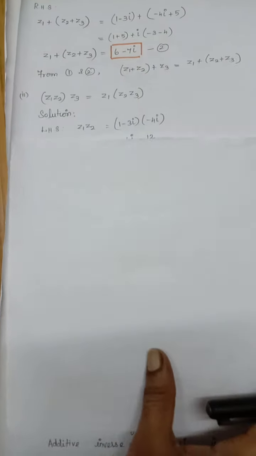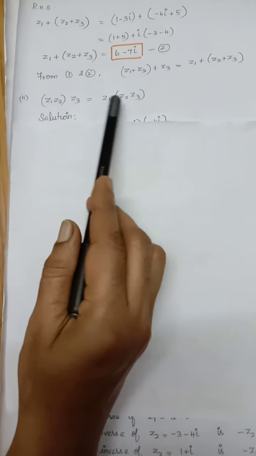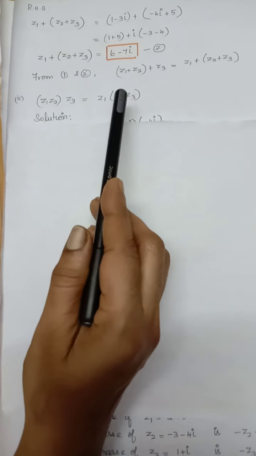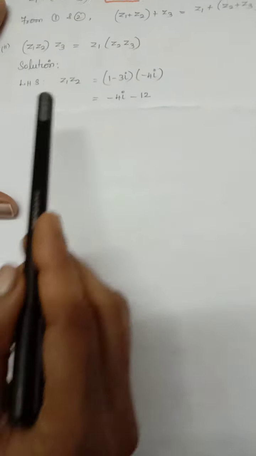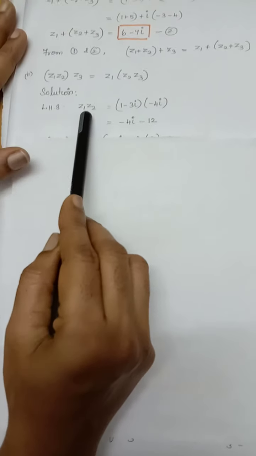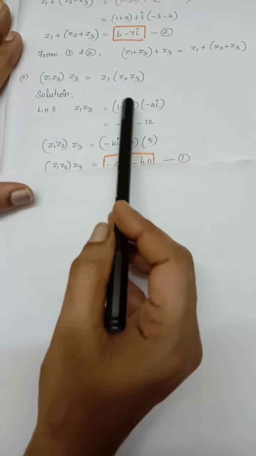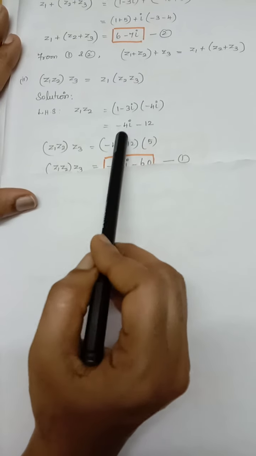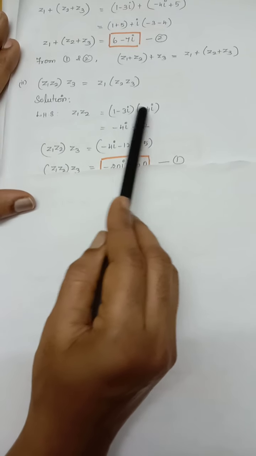So the second one is (z1 z2) into z3 is equal to z1 into (z2 z3). So that is the associative property under multiplication. Okay, first I have found z1 z2. So we have to multiply these two complex numbers. So take this. 1 into minus 4i is minus 4i. Look at these two. We have to multiply these two terms.